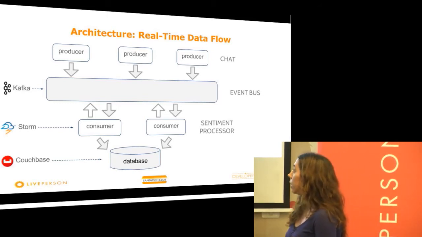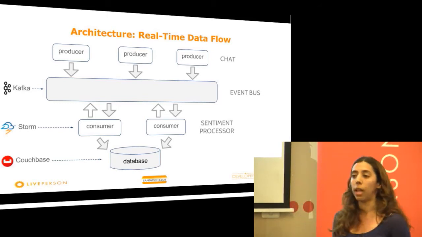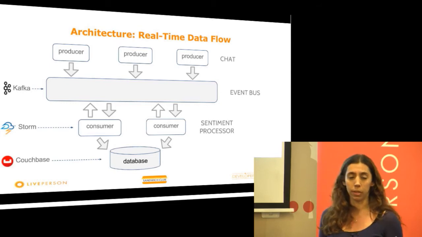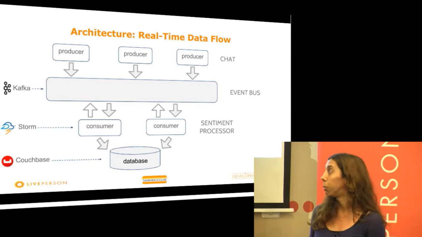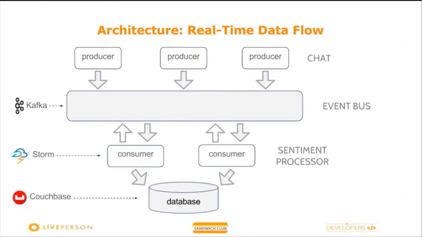During the processing, we are using Couchbase DB as our persistent layer to store the sentiment model. And the sentiment processor itself resides on a Storm framework. This framework, which is a distributed system for real-time processing, enables us to scale up easily if needed, if more data will pass through the data flow.